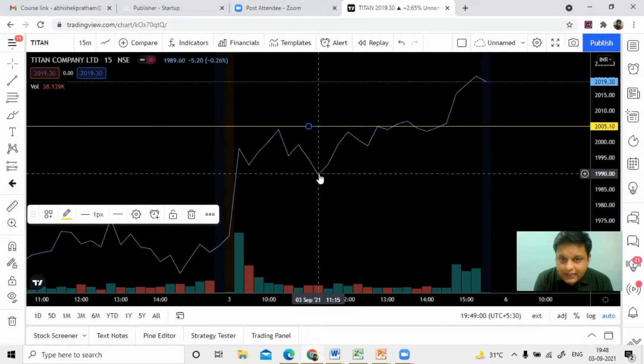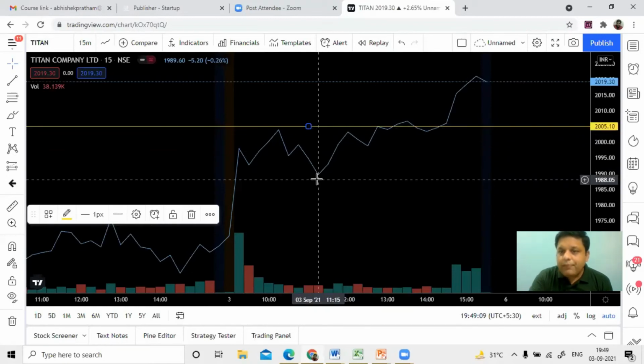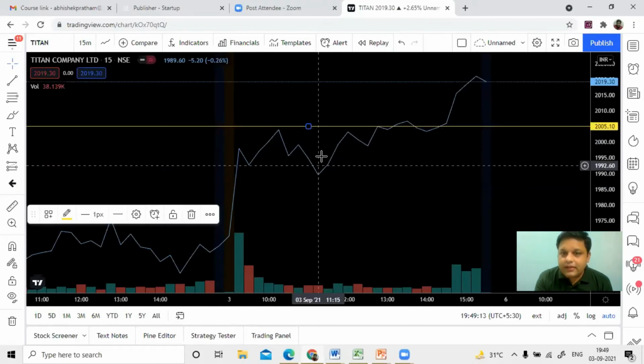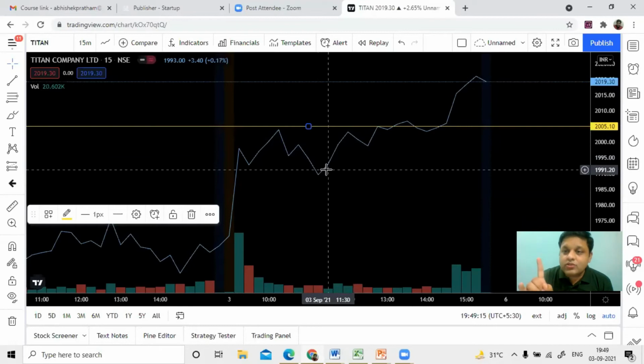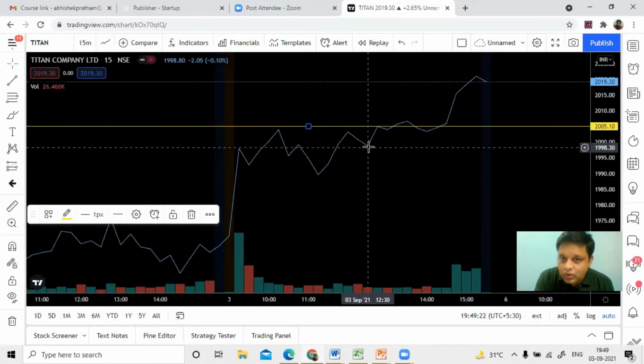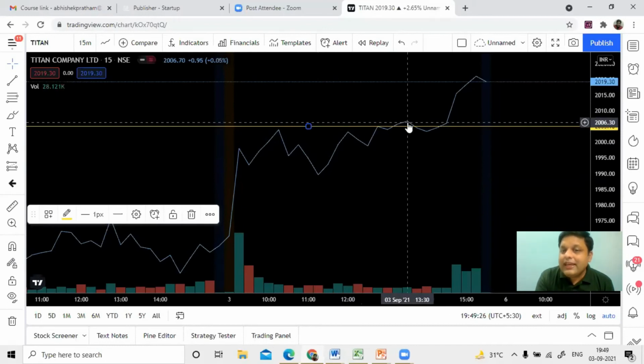From 11:30, what is the market structure? How the prices are behaving? No, Abhishek, it is not about prices going up. Look at the market structure. This is the high, this is the low, this is the high, this is the low, this is the high. The market is making a higher high or not?